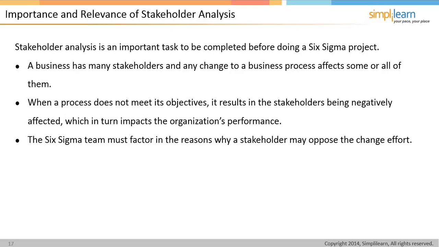The stakeholder analysis is going to be an important task, and it's going to be done before doing a Six Sigma project. A business has a lot of stakeholders, and any change to a business process affects some or all of them. You need to understand what they are. When a process doesn't meet its objectives, it results in the stakeholder being negatively affected, which in turn impacts the organization's performance. So the team needs to factor in the reasons why a stakeholder may oppose the change efforts.